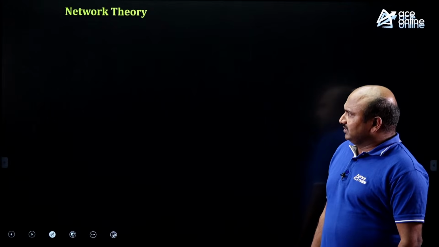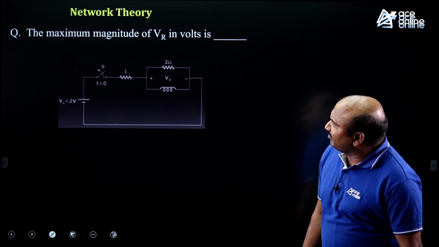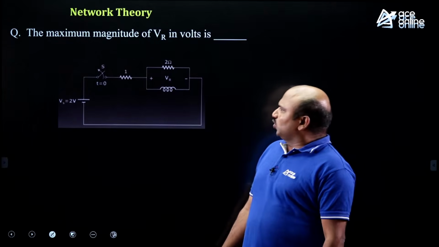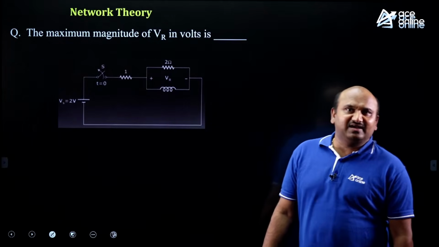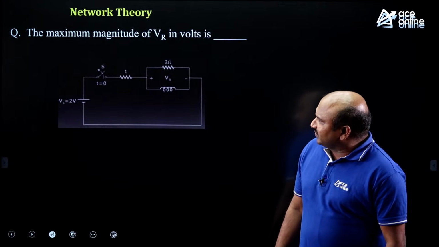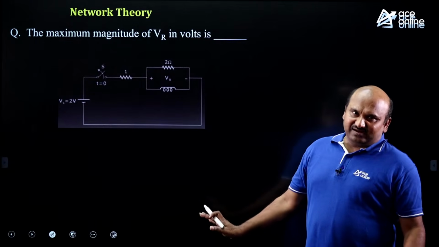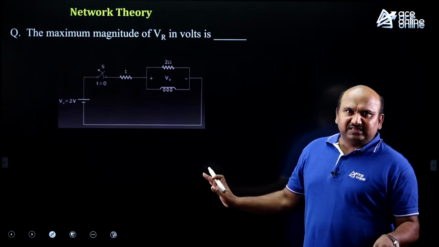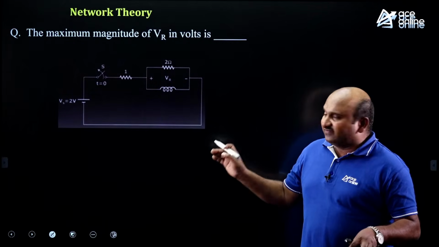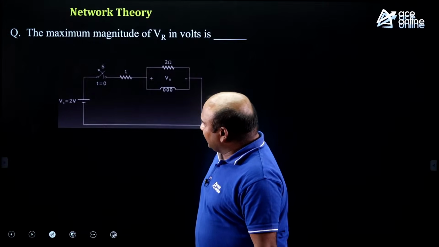And the next one: let me consider the maximum magnitude of VR in volts. Guys, this question is given under transient circuit analysis. Without taking calculation, without putting pen, think without ink. In that way, you are able to answer this question.